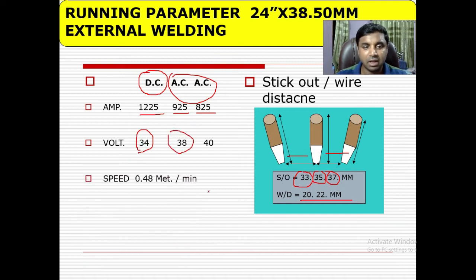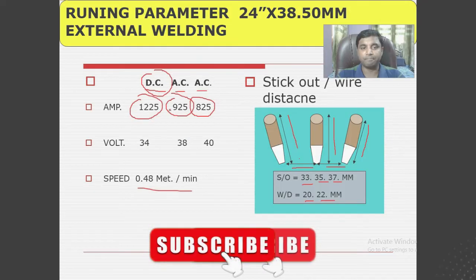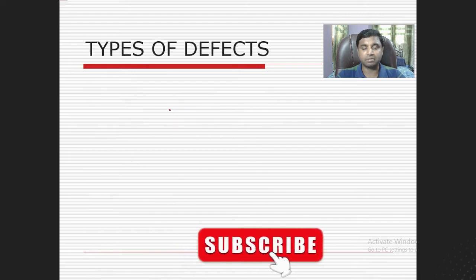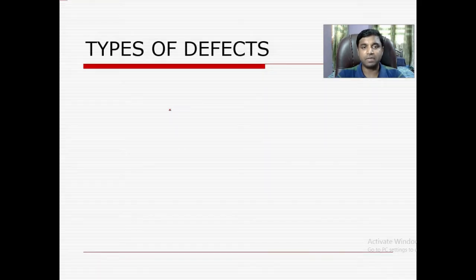Okay, and the speed is 0.48 meter per minute. So you understand the internal and external welding, what the minimum requirement is, how it looks in internal and external welding, and what parameters we have to maintain here. Now we'll go to the very important part, the defects. What types of defects there will be and how we will do the corrective action.